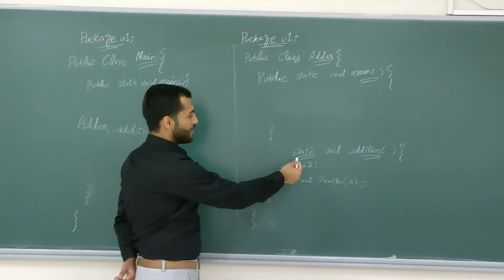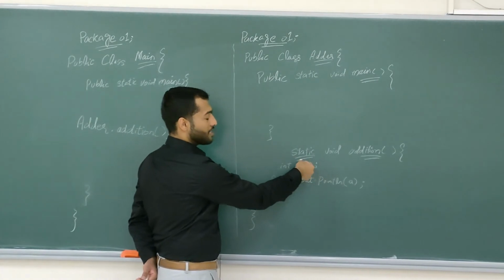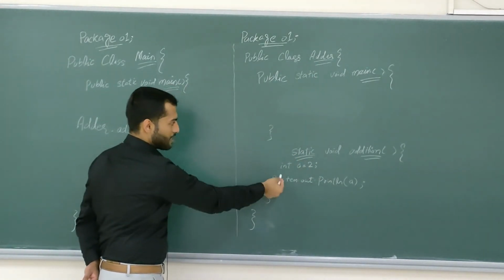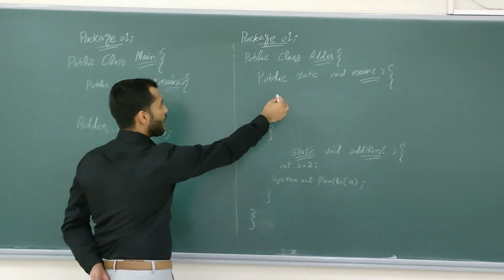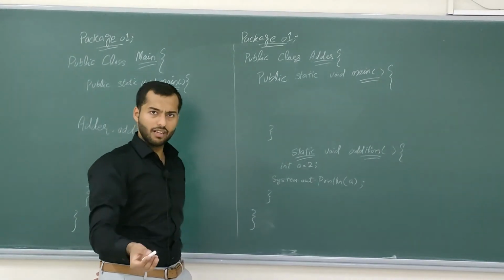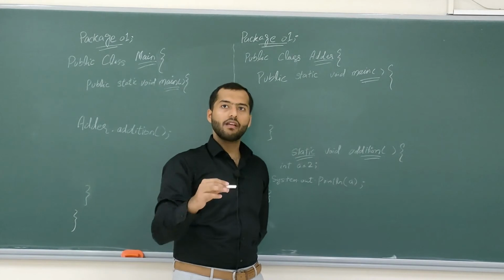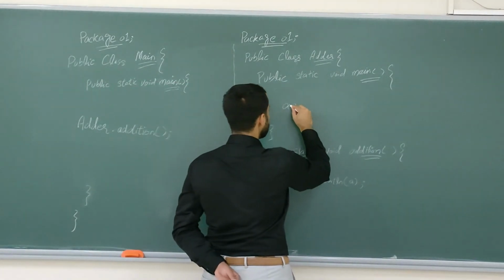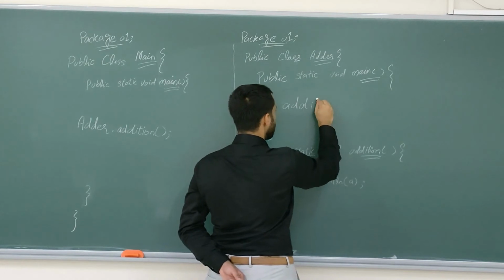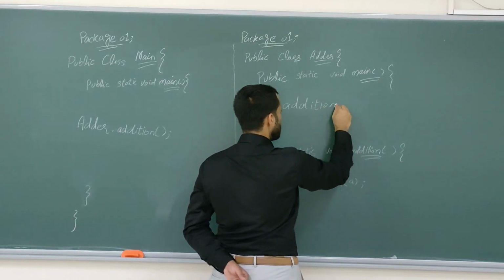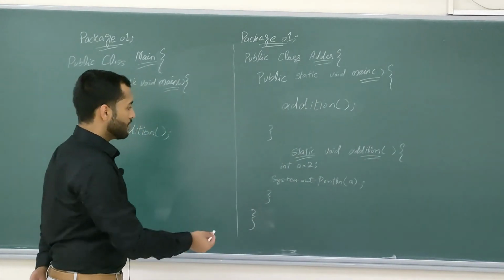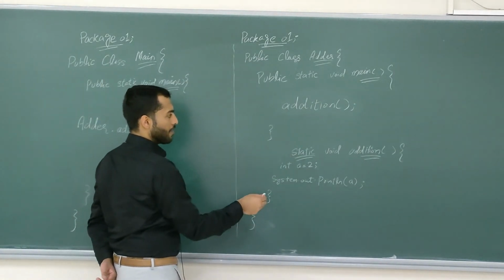But if I want to access this static field, this static method I mean, within the same class where it has been declared, then I don't need to write the class name. If I want to write the class name, you can write it, no problem. But without writing the class name, you can simply write addition, and you can access it like this. Because it is declared in the same class.